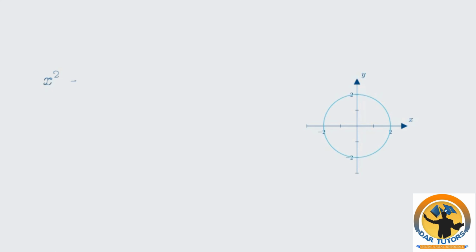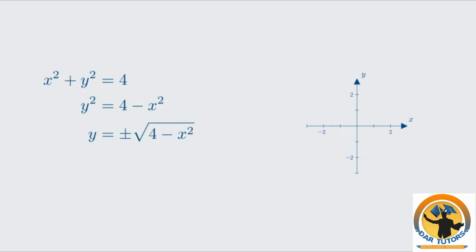We can rearrange the equation to get y squared equals 4 minus x squared, which gives us y equals plus or minus the square root of 4 minus x squared. The positive square root gives us the top half of the circle, and the negative square root gives us the bottom half. Now we can differentiate each part separately using the chain rule.